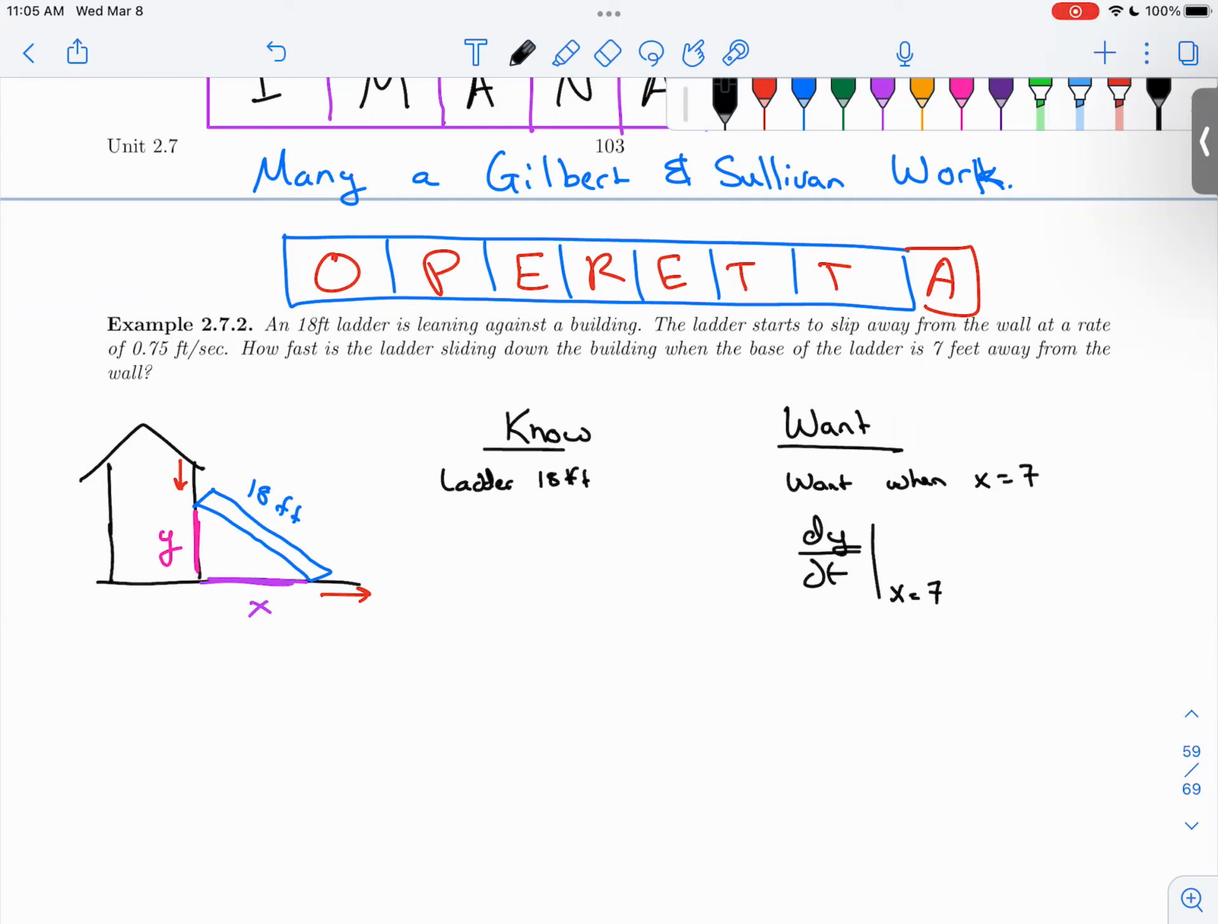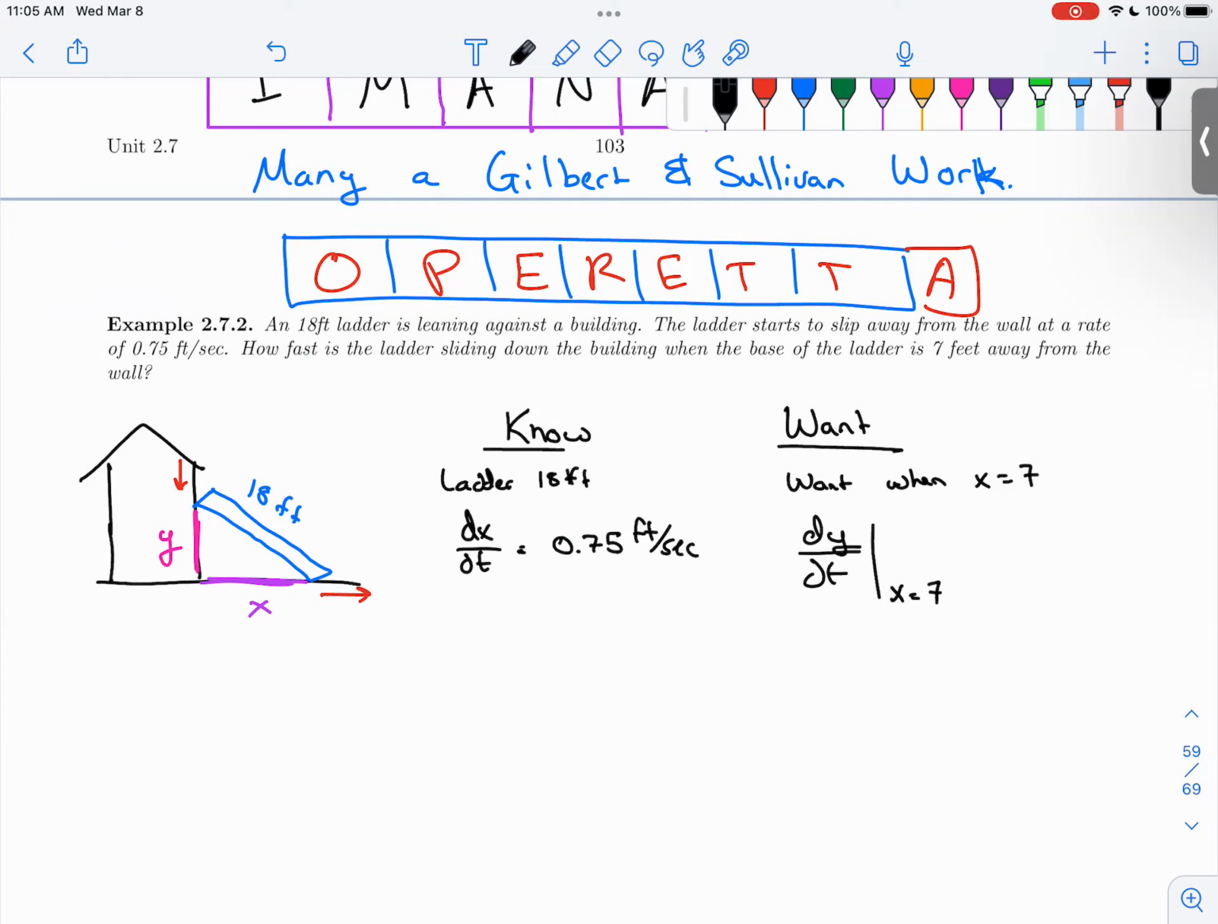Now, do we have any ways that we know how to relate X? Is there anything else we know before writing down the formula? The 0.75. What is that? The derivative of what variable? X. Yes, German was right. It's dx dt. We know that dx dt is 0.75 feet per second.